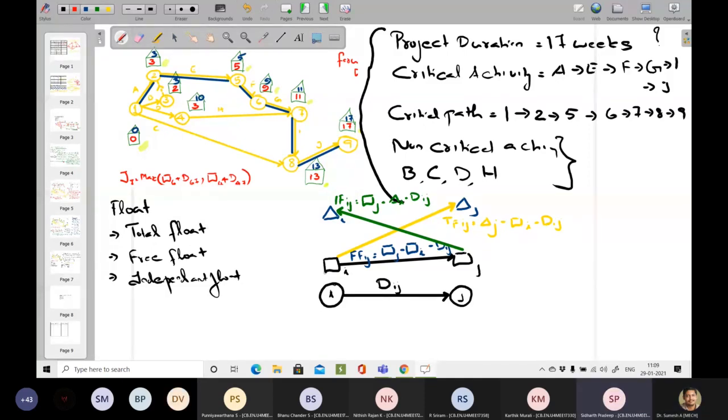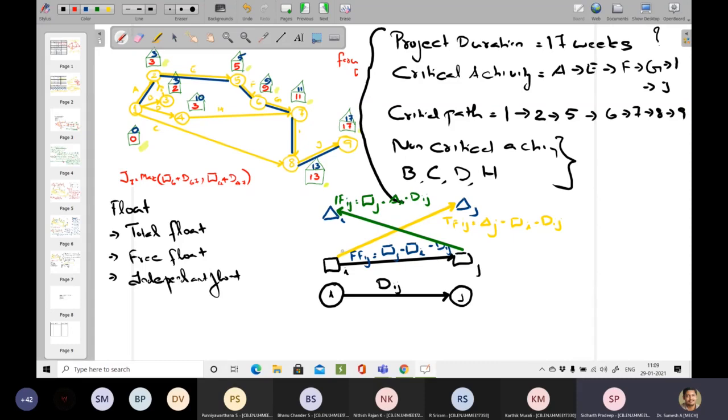Sir, why are you minusing dij, sir? Pardon me. In the total float, free float, why are you minusing that dij term from each float? If I don't minus the dij value, I will not be able to know what is the slackness available in each and every activity.